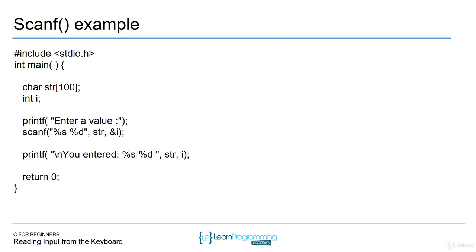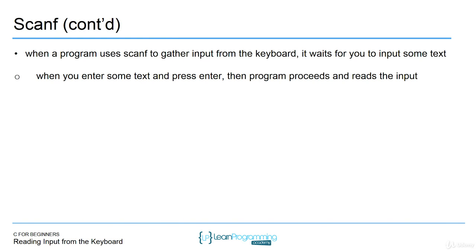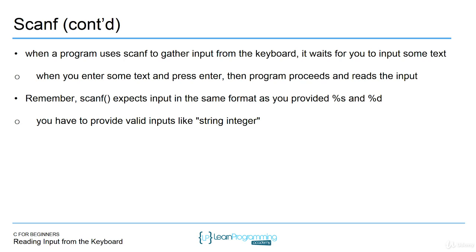Let's go through this example in code blocks in a second, but let's first reiterate a couple of concepts. When a program uses scanf to gather input from the keyboard, it waits for you to input some text. The program is actually going to pause until you enter the data. Once you enter some text, and some white space if you're entering multiple things, and hit the enter button, the program proceeds and reads the input. Again, scanf expects input in the exact format that you specified. If you say %s and %d, you have to provide a string followed by any number of spaces, followed by an integer. A word and a number. A string is a word, an integer is a number.